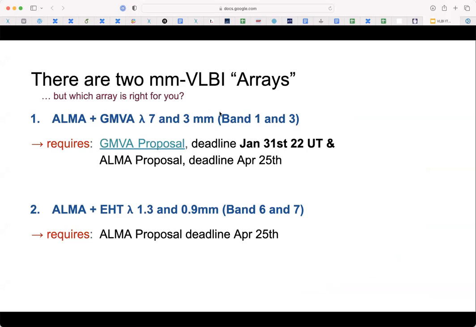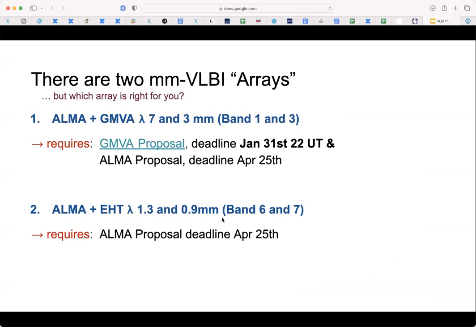Generally, I think it would be helpful as a user to not think about the 2 arrays, but to think about what kind of science you're interested to do and what you need. What band do you need? What frequency do you need? If you're looking for continuum, if you need band 1, if you want to do SEDs, if you need more resolution, also the frequency will play a role.